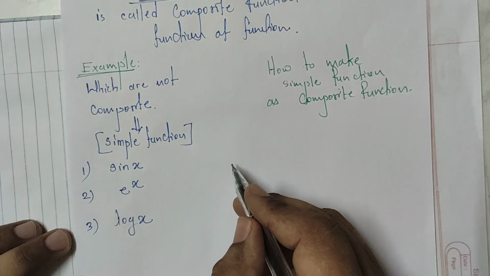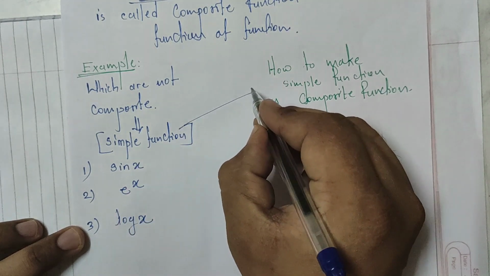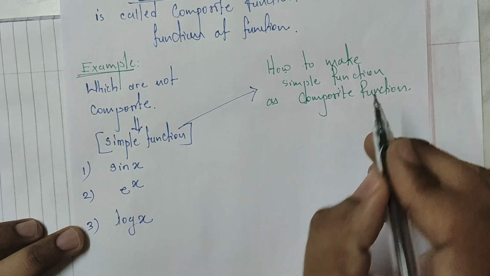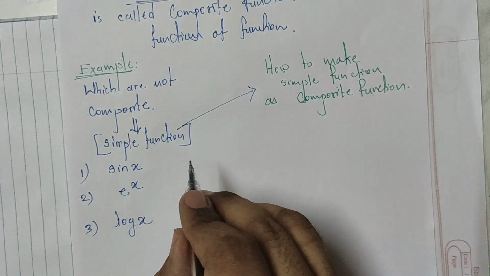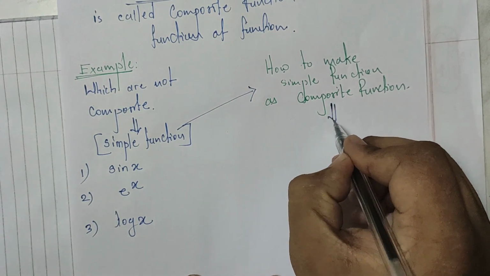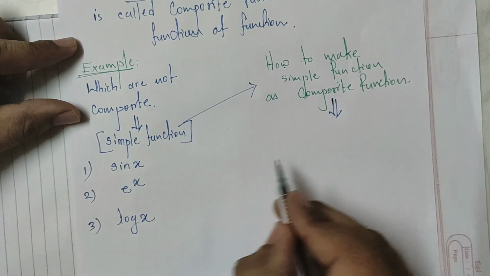Now we want to see how to make a simple function into a composite function, or how to identify which functions are simple functions and which are composite functions. That's why I am writing some simple functions here. Now, how to make a composite function?